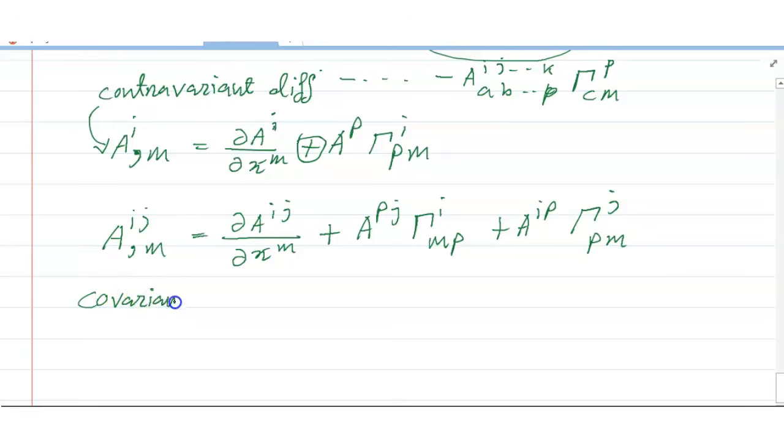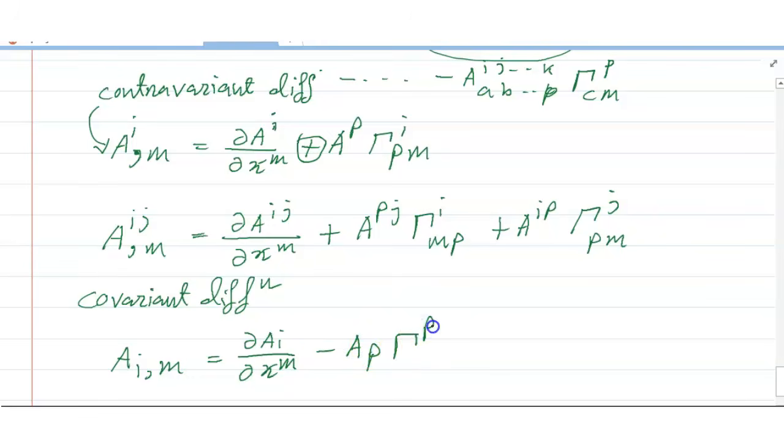Covariant differentiation. A_{i,m} equals del A_i divided by del x^m minus A_p gamma^p_{im}.